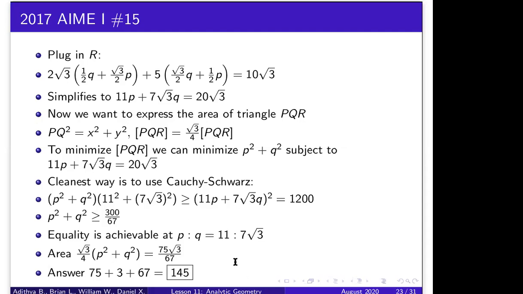Oh, what is Cauchy? So Cauchy-Schwarz is an inequality. For example, in this case, you have a squared plus b squared times c squared plus d squared is greater than or equal to (ac plus bd) squared. Yeah, exactly what Daniel said in chat.